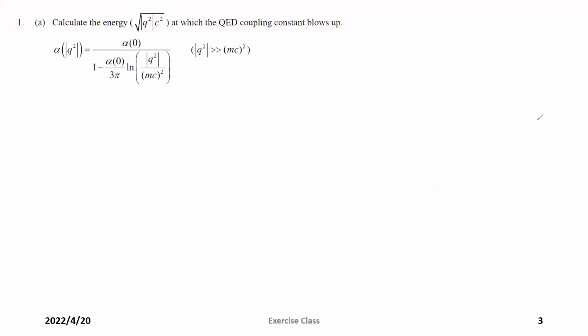Okay, so let's do some exercise related to renormalization. The first question asks us to find the energy at which the coupling constant, or the fine structure constant, blows up. Here's the expression, and if we want to find the energy at which alpha blows up, we can simply set the denominator to 0.